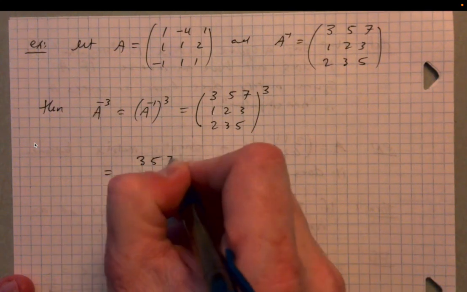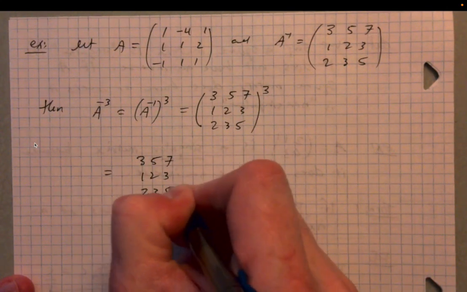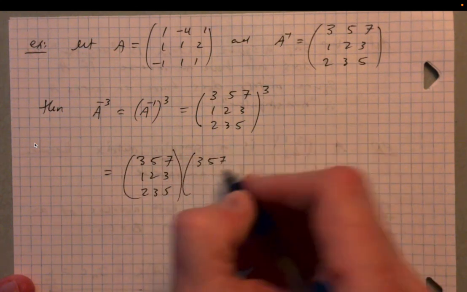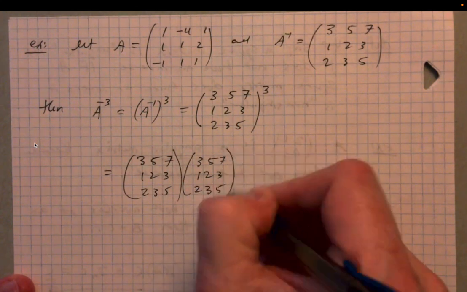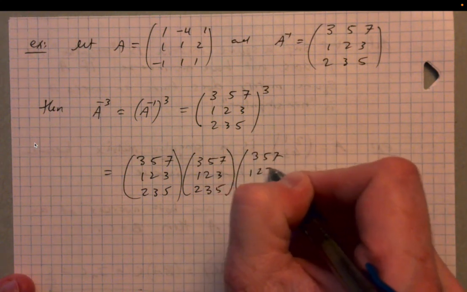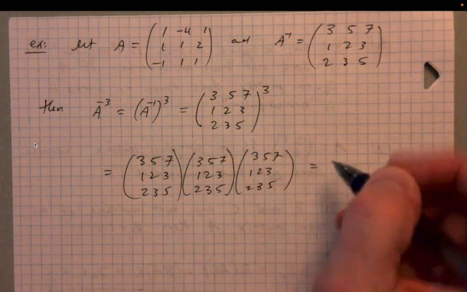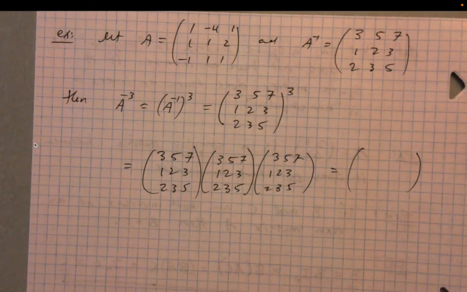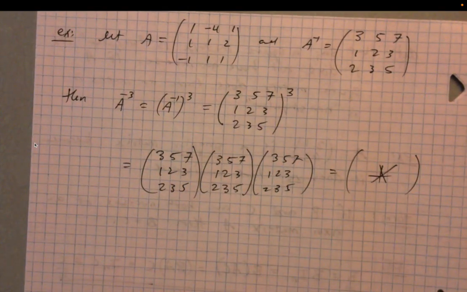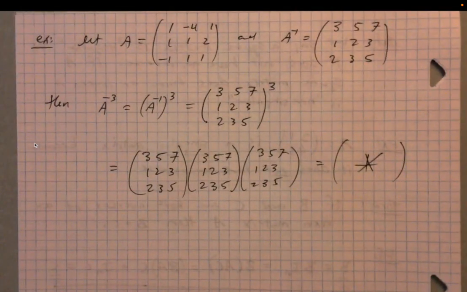And so it's 3, 5, 7, 1, 2, 3, 2, 3, 5 times 3, 5, 7, 1, 2, 3, 2, 3, 5 times 3, 5, 7, 1, 2, 3, 2, 3, 5, right? So that's what we mean by A to the negative third power. It's really the inverse cubed. Okay. And again, I'll leave it to you to figure out what this product actually equals. Okay. All right. Very good.